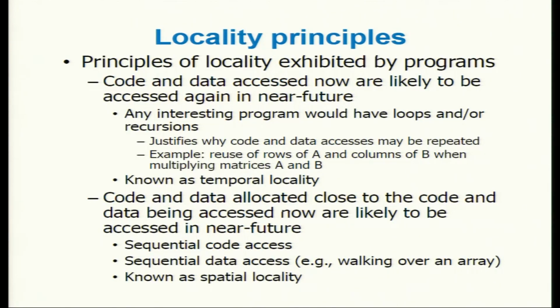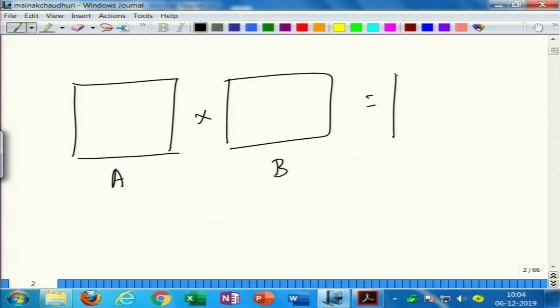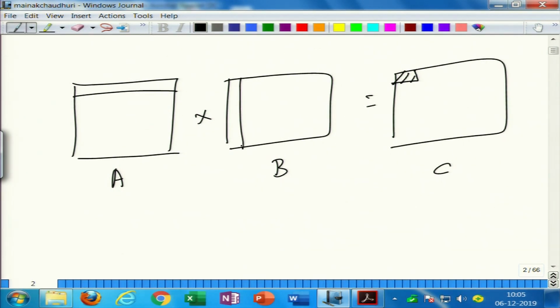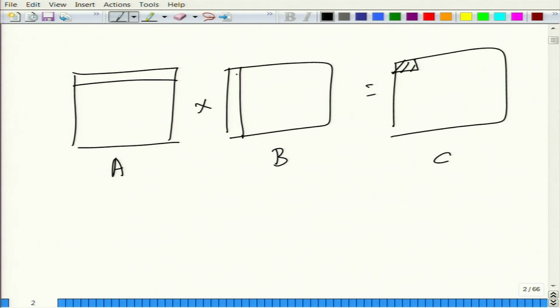Here's a very simple example. If you're multiplying two matrices, so if I have two matrices, as you know, to compute one element of C, I'll take one row of A and one column of B, multiply them and get the first element of C. To get the next element of C, I'll take the next column of B and the same row of A. So you can see here the rows of A are getting reused.